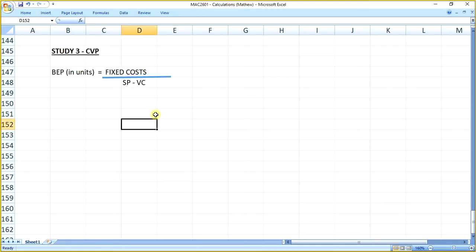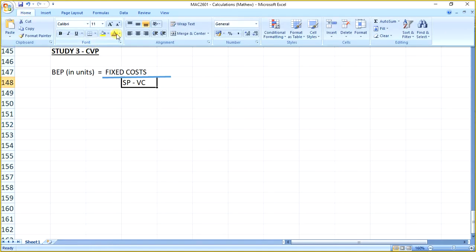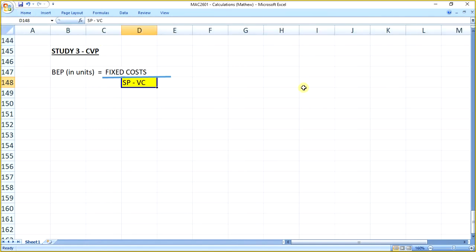Right, you'll see in the textbook, they talk about a contribution per unit. Contribution per unit is just referring to what I wrote there. It's just a fancy way of describing the selling price minus variable cost. Yes, but it's per unit. That's why it's contribution per unit. Does that make sense? Yes.